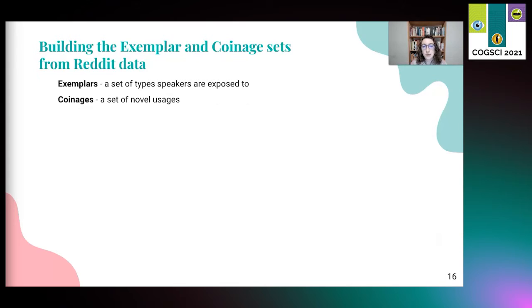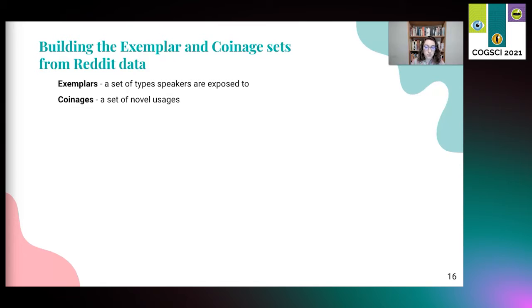For each of the constructions we consider, we want to build two sets of types. A set of types that reflects the diversity of examples speakers are exposed to, which we refer to as exemplars, and a set of novel usages that we expect most speakers haven't seen before, which we refer to as coinages. And we can use the set of exemplars to predict what we find in the set of novel coinages. We built these sets by collecting data from Reddit, which is a great source for naturalistic creative language use.